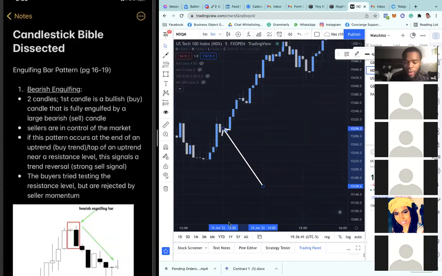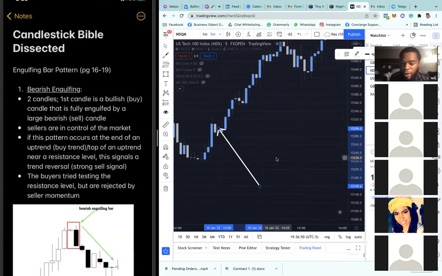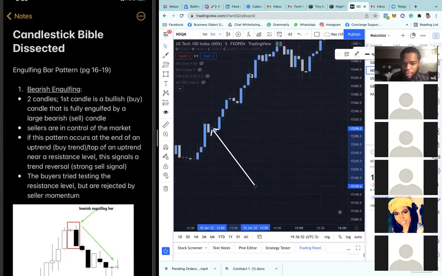All right, candlesticks going down. That means it's bearish. That means that literally the market is going down. You guys got it. I love it. Now, let's break it down even further.